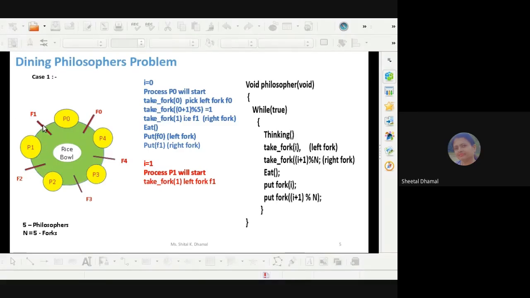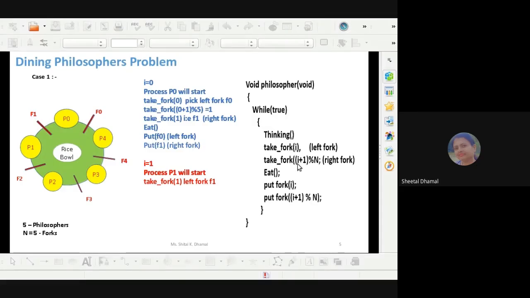So now he will pick up the forks F1 and F2 by executing take fork(i) and take fork((i+1) mod n). Here the value of i is equal to 1, which is nothing but the index value of the fork. So he will pick up the fork present on the left hand side, that is F1, and then he will execute the next function.